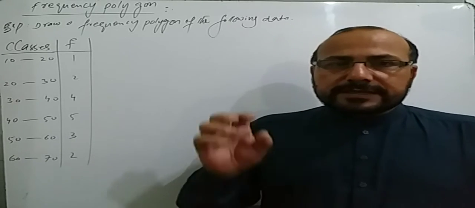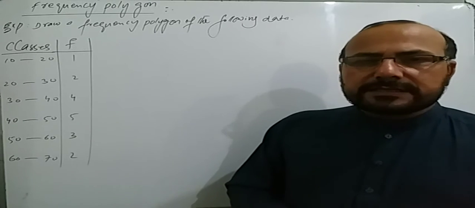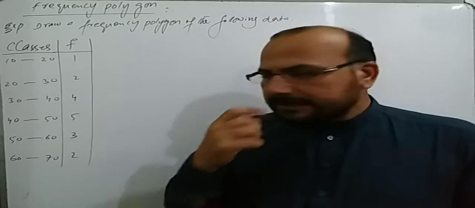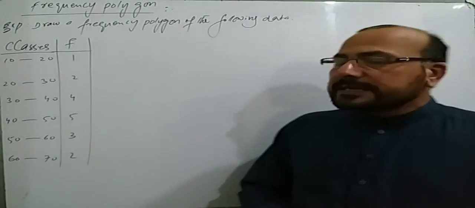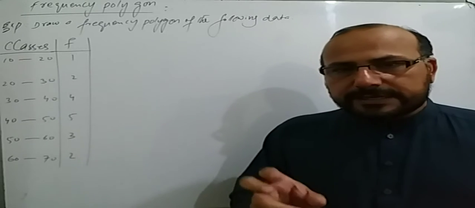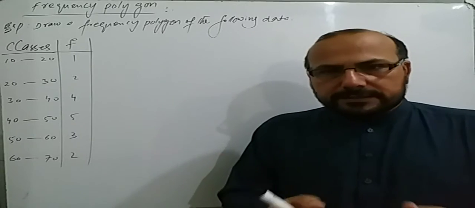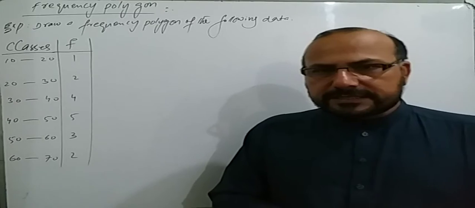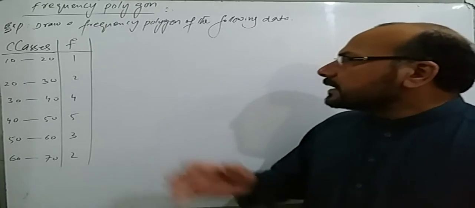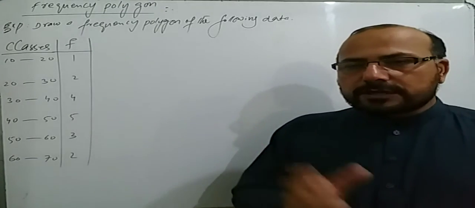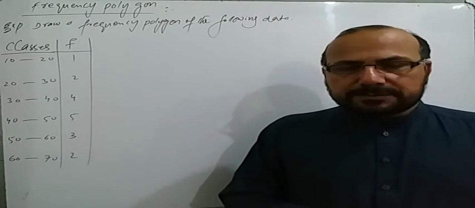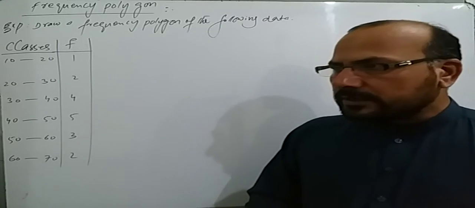I will tell you that there is a slight difference between the frequency polygon and the frequency curve. Otherwise, they are the same. A frequency polygon is basically a geometrical figure that we draw by making ordered pairs of the frequency and the associated class mark, and then we plot those ordered pairs as points. Then we join the points by straight lines, so we get the frequency polygon.